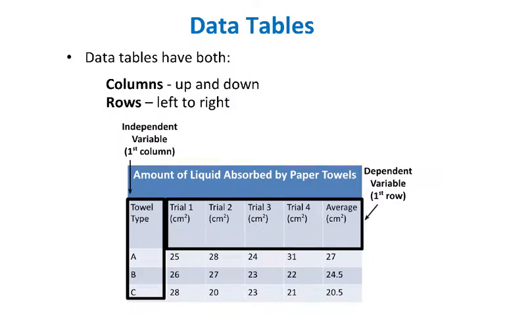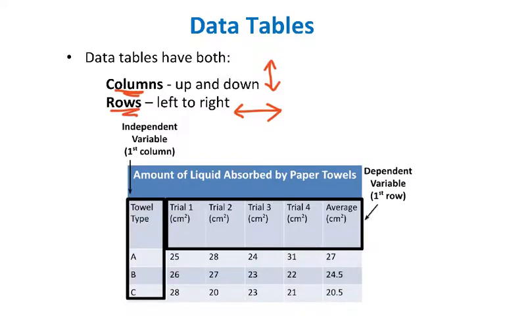Data tables have both columns and rows. Columns are the ones that go up and down, and rows are the ones that go left to right. So let's look at this data table down here again. All of these, this one, this one, this one, and this one, those are all rows. And the columns are these ones, the ones that go up and down. These are our columns, and these are our rows.